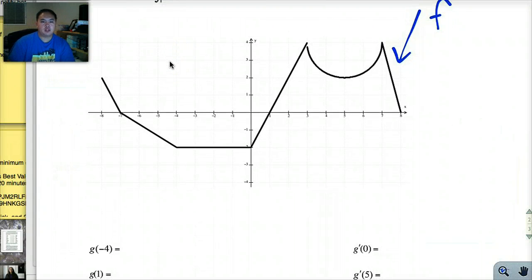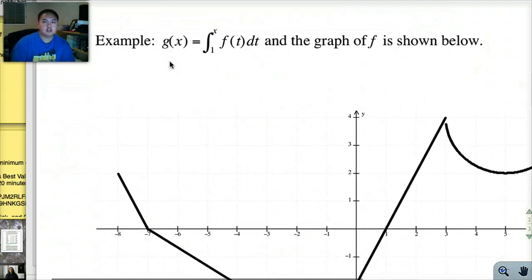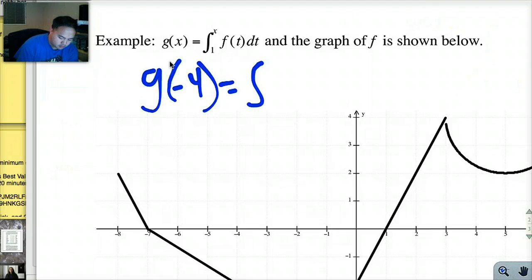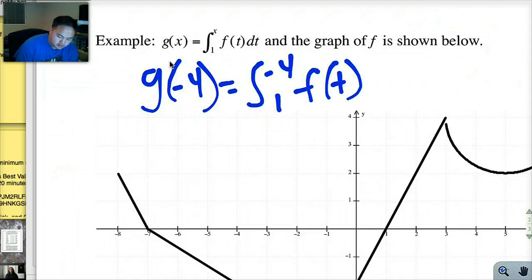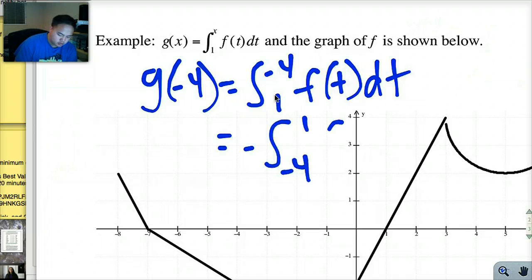Well, remember our formula. Let me go back to the formula right here. They want to know what g of negative 4 is. Well, g of negative 4 would be the same thing as plugging in negative 4 everywhere I see x. So now g of negative 4 is the same thing as the integral from 1 to negative 4 of f of t dt. You see how this is in the wrong order? How this one is smaller than this one? So I'm going to put a negative out in front and make this negative 4 to 1 of f of t dt.